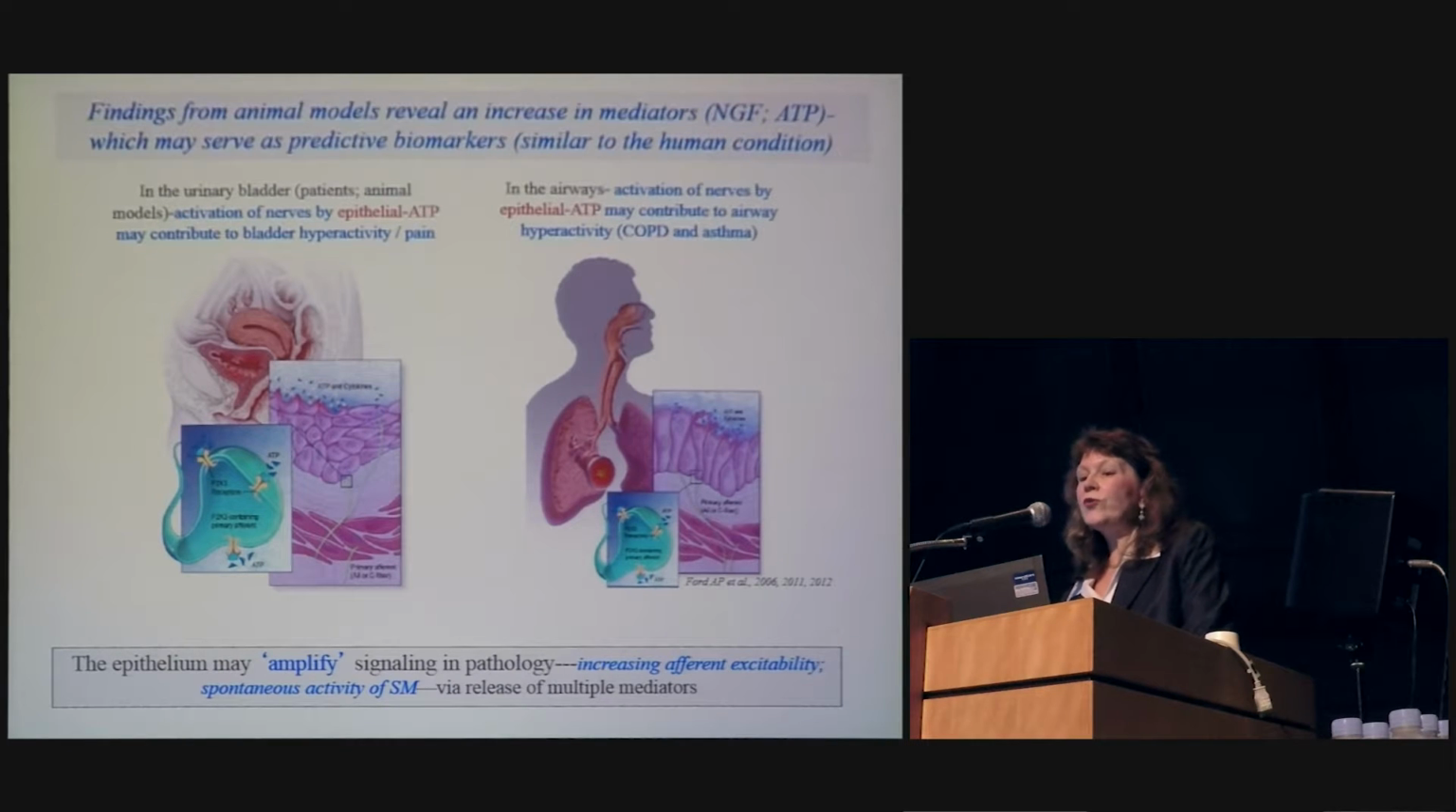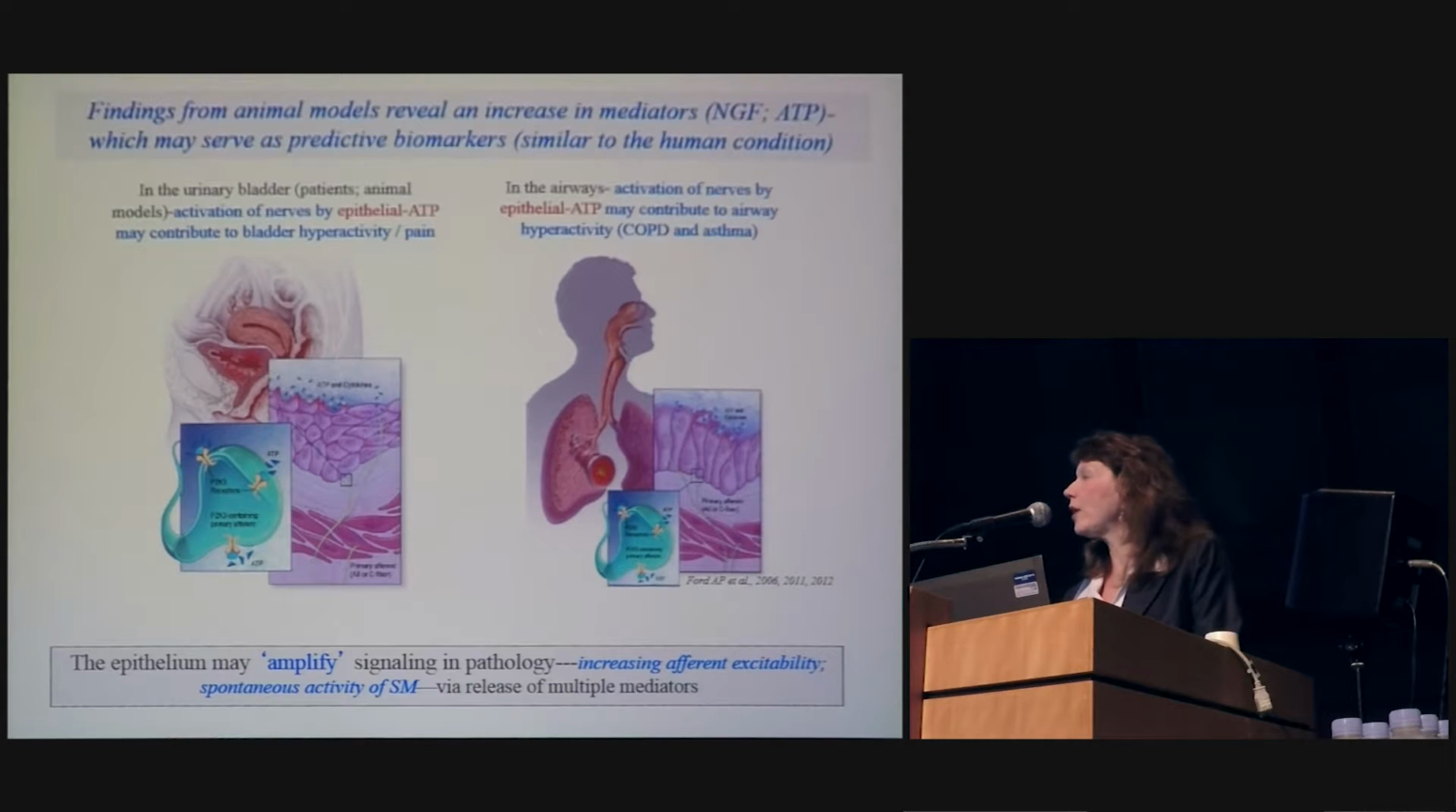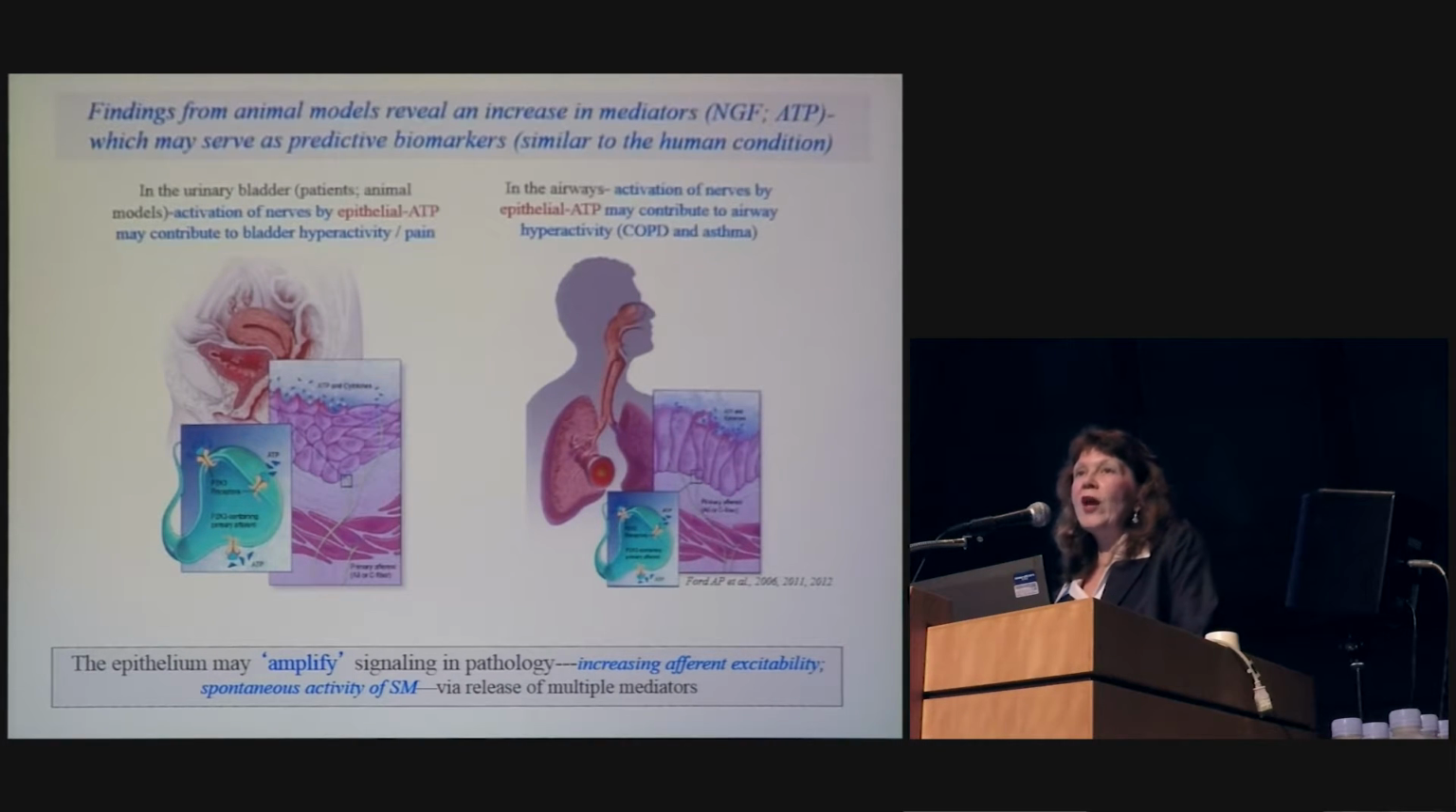Findings from animal models also have revealed an increase in a large number of different types of mediators. And I'll just highlight two to mention. That's nerve growth factor, NGF, as well as ATP. Some of these may actually serve as predictive biomarkers, again, similar to the human condition. So just highlighting ATP in these examples, we know that in the bladder, in both patients and a large number of animal models, release of ATP by the epithelium and augmented again in pathology can lead to hyperactivity and pain.